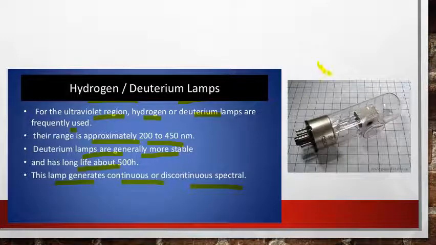So here you can see this hydrogen or deuterium lamp, which is suitable for giving the UV range of radiation. Likewise, for the visible, we should select the tungsten filament. So the light source is very important in the spectrophotometer, which gives this wide range of radiation, and it should be stable for giving out the radiation.